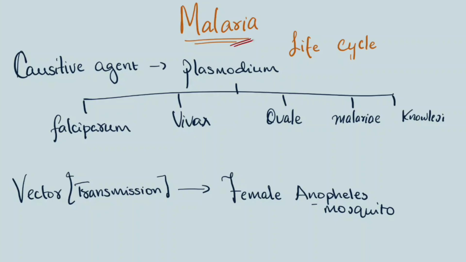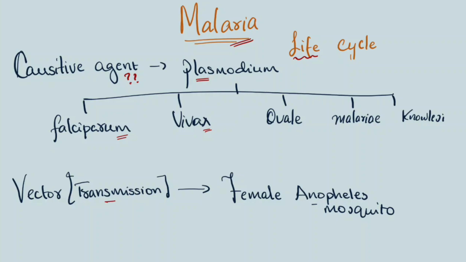Today we're going to be discussing malaria and more specifically the life cycle of malaria. Before we go on any further, let's quickly have a look at the absolute basics. The causative agent, what exactly is causing malaria? It's pretty well known that it's Plasmodium. And under Plasmodium, we have 5 species: Falciparum, Vivax, Ovale, Malariae, and Knowlesi. More commonly seen are Falciparum and Vivax, and so most discussion will be around these two.